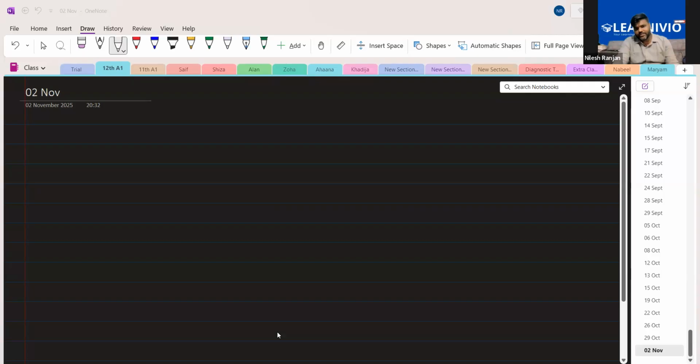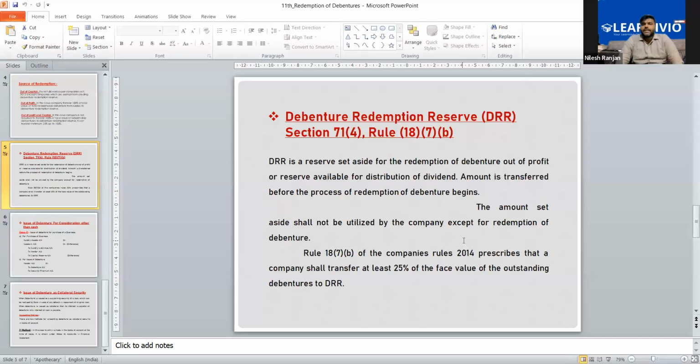Okay, so in the previous class, I have completed the basic important terms. Now I will discuss the debenture redemption reserve. So this is debenture redemption reserve. You can see here. So debenture redemption reserve is set aside for the redemption of debenture out of profit or reserve available for distribution of dividend. So this amount is transferred before the process of redemption of debenture begins.